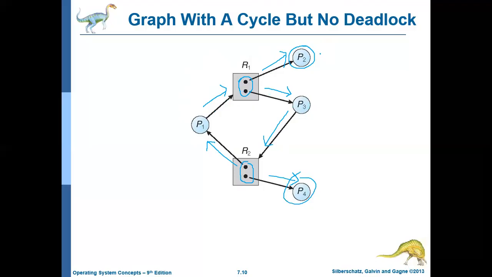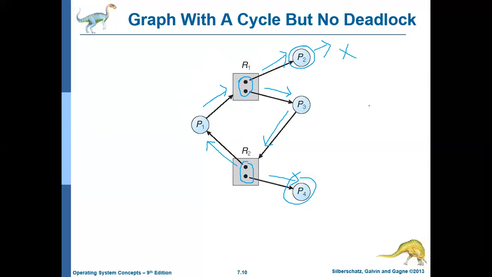So eventually, after a period of time, say after time X, P2 will release R1. The moment P2 releases R1, process P1 will get R1 and P1 will complete. Similarly, after some time P4 will release R2. The moment R2 is released, P3 will get that resource. So this is a case where there is a cycle, but there is no deadlock.